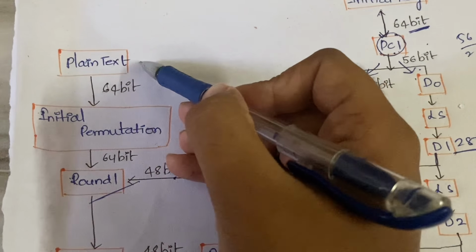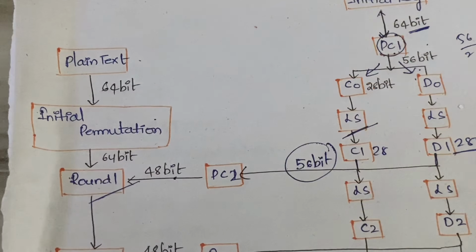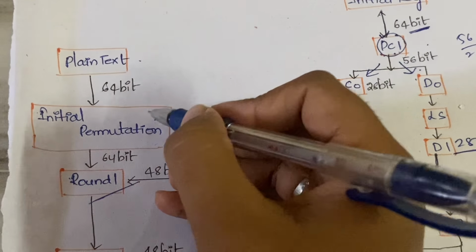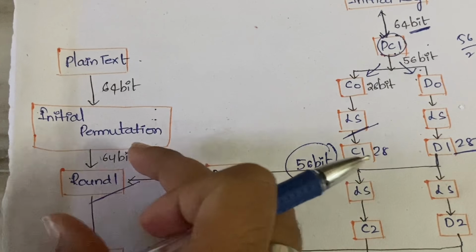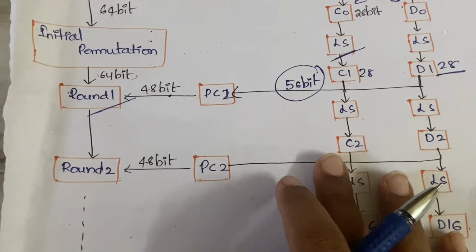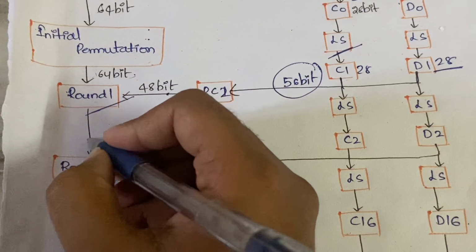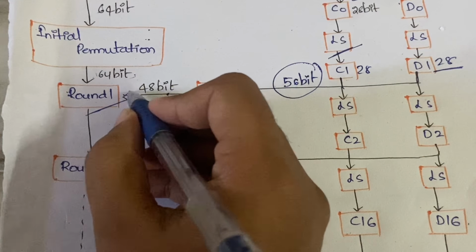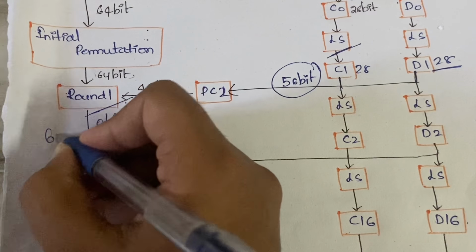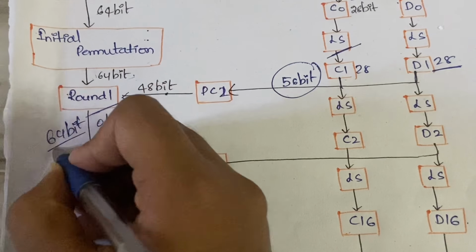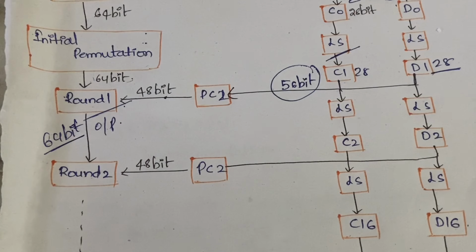Now what is the input for round 1? The plain text. Initial permutation will be done. Initial permutation in the sense the 64 bits will be rearranged in some pattern, and the 64 bits and the 48 bit key are sent as input for round 1. And what will be the output for round 1? It will again generate 64 bits.